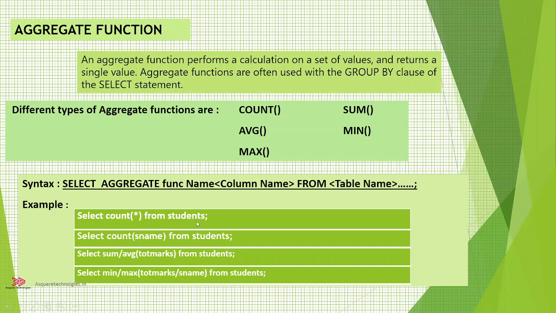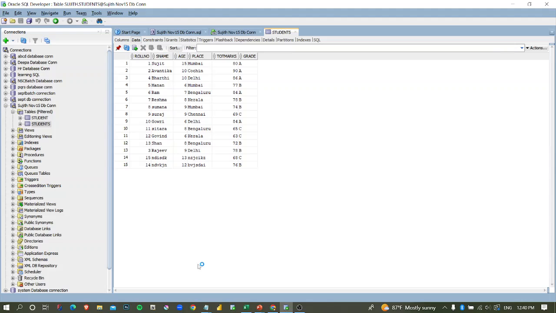These are some of the examples which we are having for the aggregate functions. Directly we will move on to the SQL and then check how actually these aggregate functions work. Here this is the SQL developer and here I am having the students table, in which I am having different columns. One is the roll number column, student name, I have made it as yes name, age column, place column, total marks column, and a grade column. And almost I am having 15 records over here. This students table is under the database called Sujit November 15 database connection.